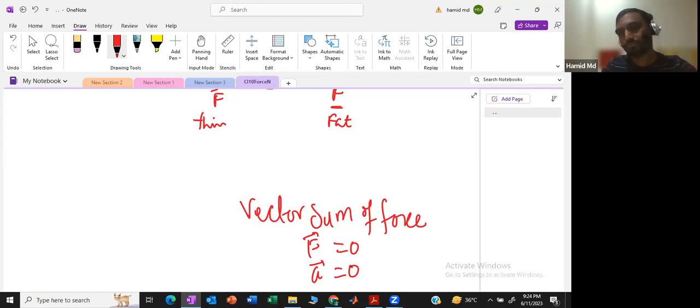When there's equal force, the point will not move. It'll stay at the same point, same position. That's what I have written. Okay. So what is it?